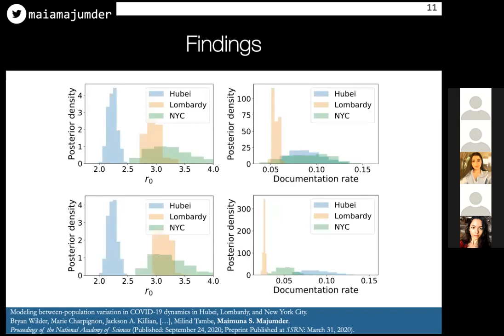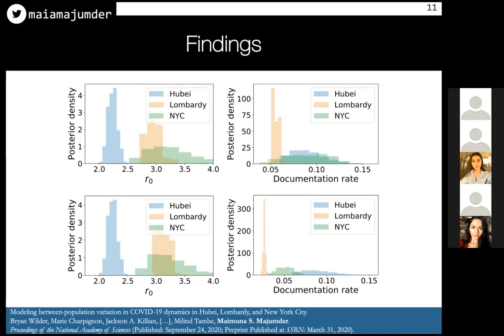Once we felt assured of our fits against the ground truth death trajectory data, we were able to estimate R0 for each location, as well as the documentation rate. Substantial differences in R0 are visible across locations in the early days of the pandemic, as shown in the top left panel, with medians of 2.23 for Hubei, 2.95 in Lombardy, and 3.2 in New York City, thus demonstrating important population level variability.